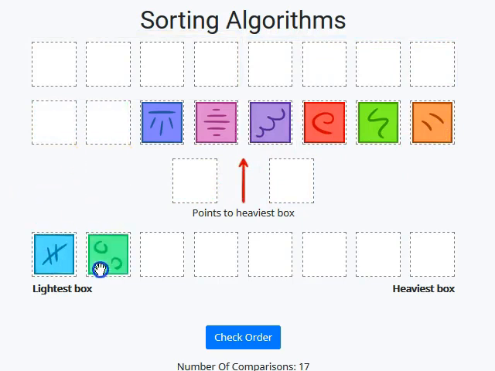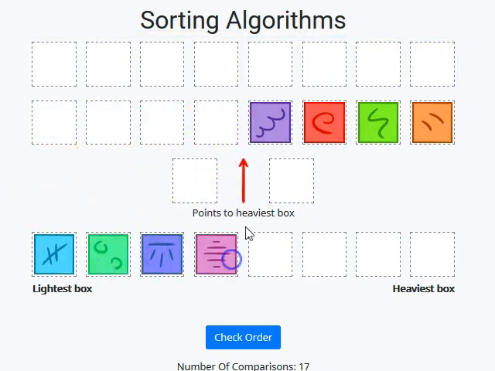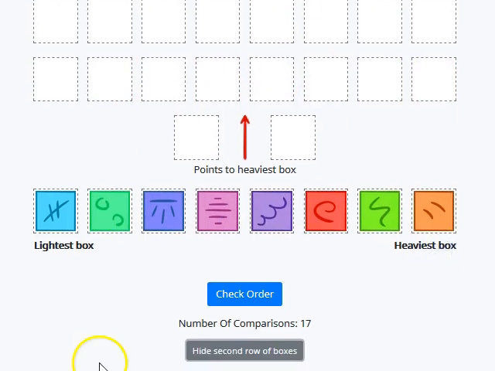All I do is take them down to the bottom row in the widget, move my camera down, and when I check the order, the boxes are in order. And it turns out that to sort 8 boxes using merge sort will always take 17 comparisons.